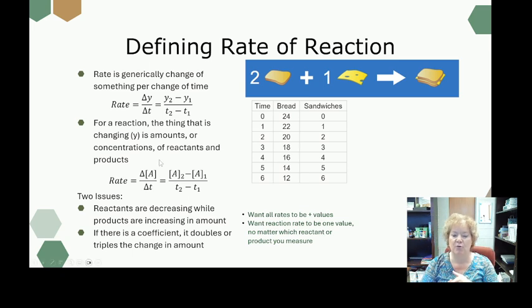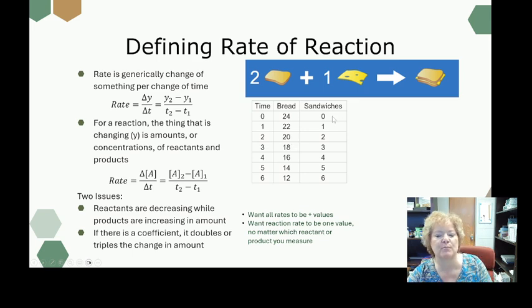One is that for the reaction, the reactants are decreasing, which means I'm going to have less at the end than I did at the beginning, so if I just calculate the slope or the rate, it's going to be a negative number. Also, if there's a coefficient involved, it changes; it's going to be a bigger number. So if I were to do the rate of bread consumption in the first 2 minutes, it'd be 20 minus 24, or negative 4, over 2 minus 0, which would be negative 2.